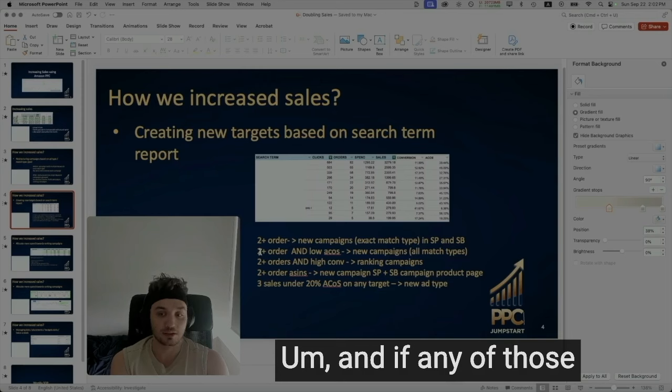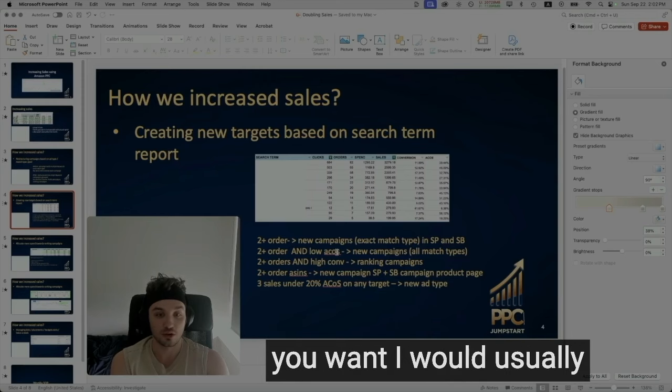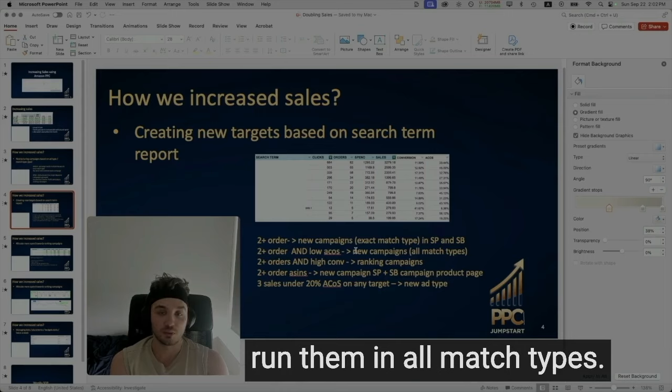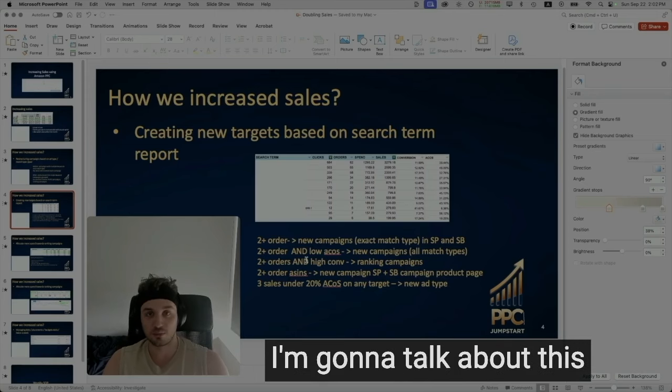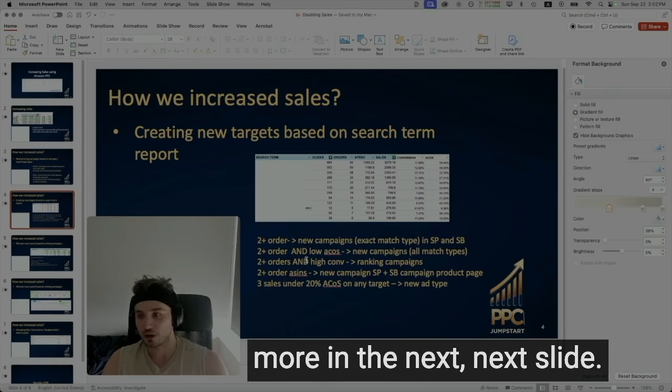And if any of those keywords have low ACOS, I would usually run them in all match types. And then again, ranking campaigns, what's the prerequisite? I'm going to talk about this more in the next slide.